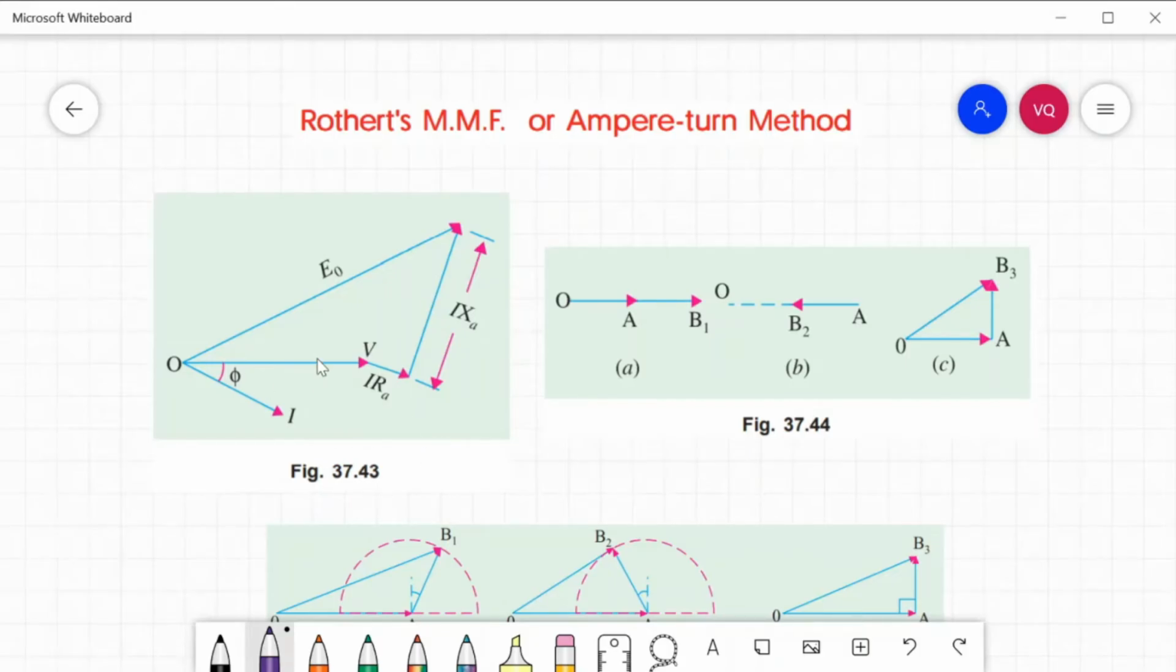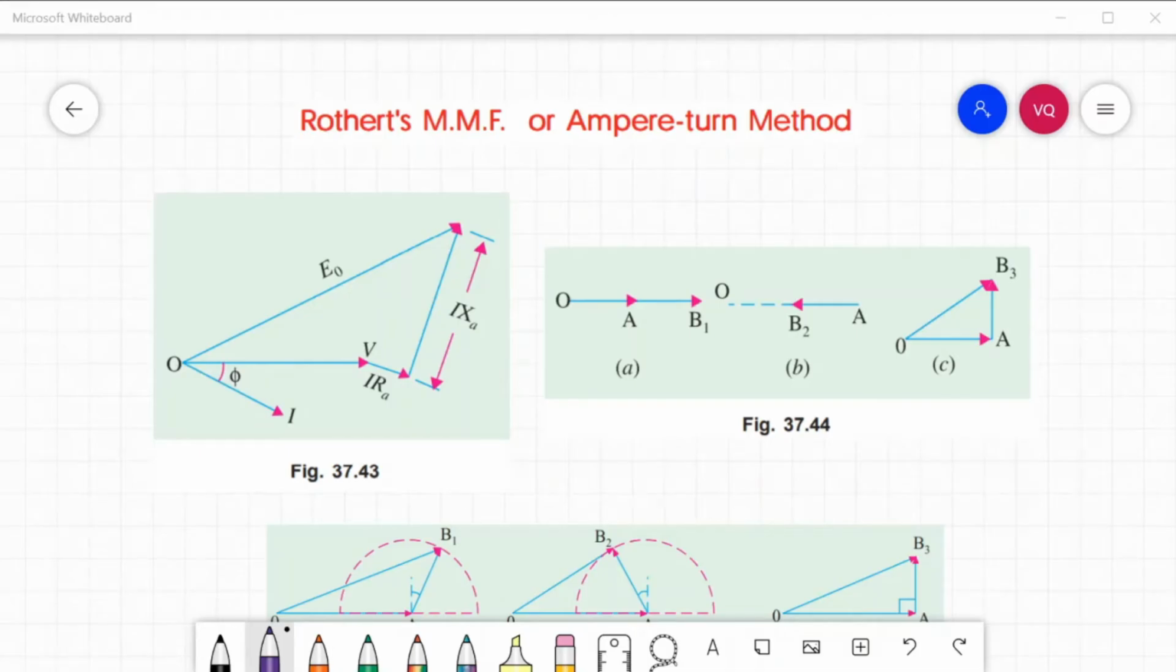In the Ampere turn method, the resistance drop is in most cases negligible. But it depends on the problem: if RA is given, you need to solve for EO with RA. If RA is not given, only XA is there, so XA will be used. The drop in XA is used to solve for the EO as well as your terminal voltage.